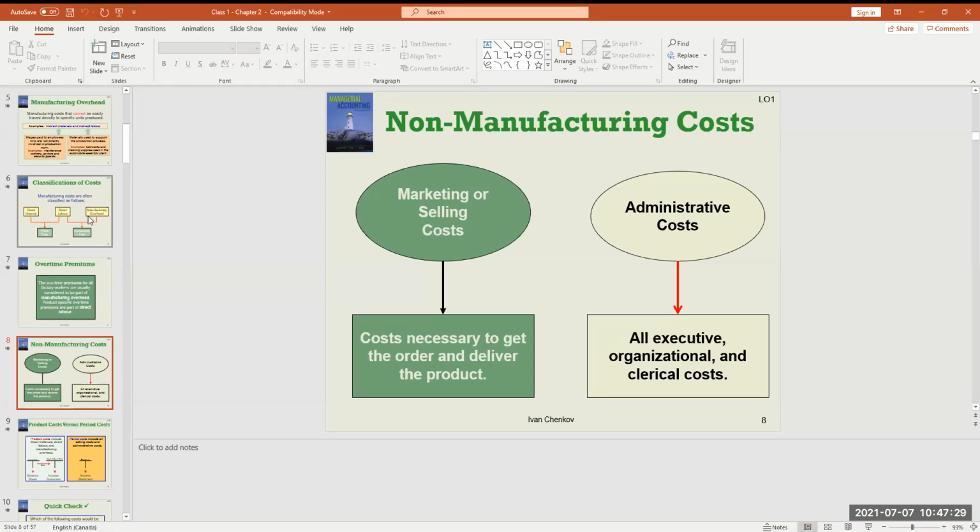And the other thing is all those executive, organizational, clerical costs will be treated as a direct expense. They're not going to be accumulated in the product cost. Why? Because they're related to the organization itself. Even if we don't produce that product, we still have to have an accountant to produce reports.